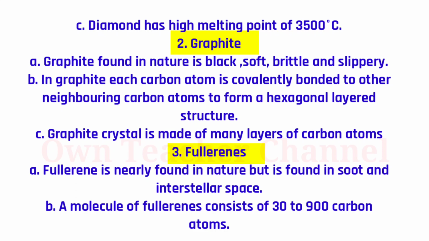3. Fullerenes. Fullerene is rarely found in nature but is found in soot and interstellar space. A molecule of fullerene consists of 30 to 900 carbon atoms.